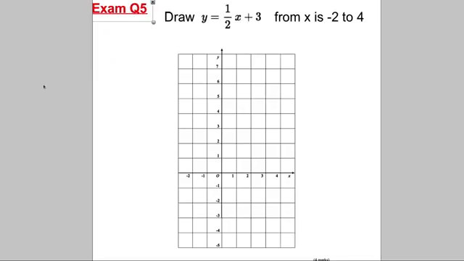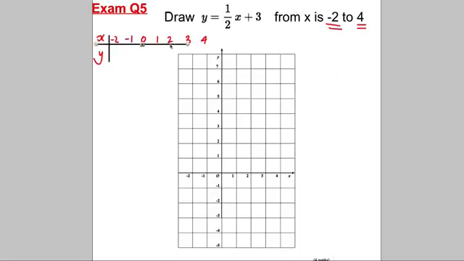Okay, this one now, pause, have a go. Okay, again, we don't have a table, so draw one. There's our x, there's our y. We want to go from -2 to 4. So -2, -1, 0, 1, 2, 3, 4.